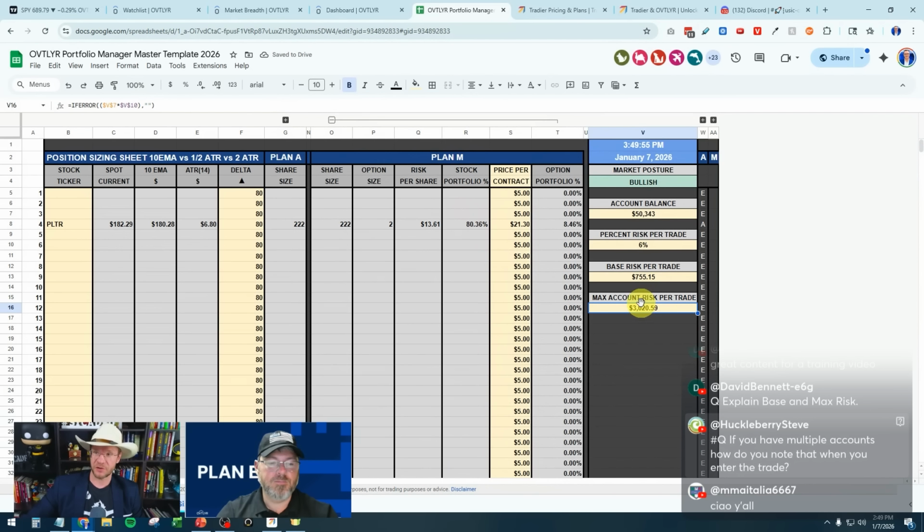And max risk per trade is this in dollars. Okay. So if all hell goes wrong on this, I would lose $3,000. Does that suck? Yeah, it does. But I will live to fight another day.